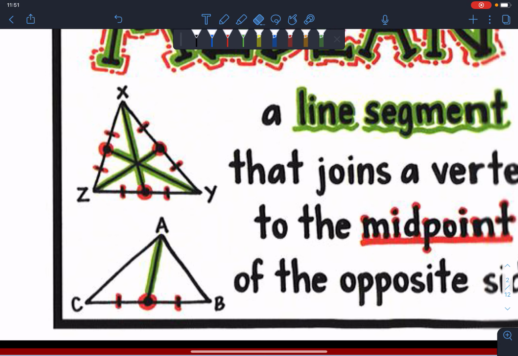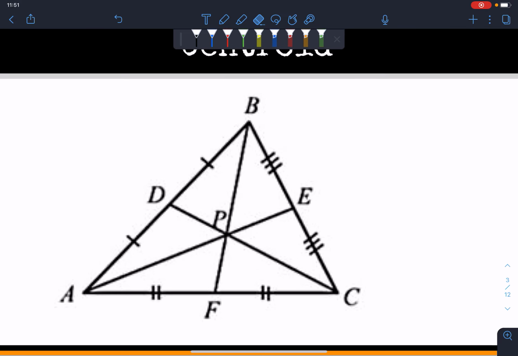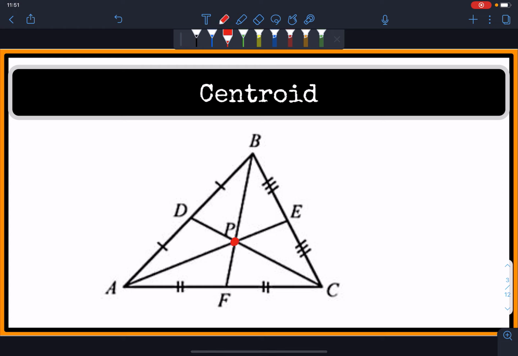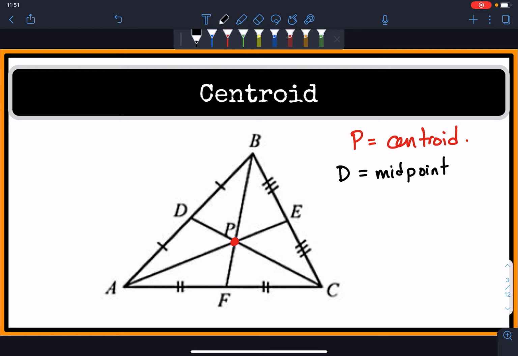Now, the relationship between those parts is the following. If we look at this triangle, point P is the centroid of the triangle. Notice how these three points are midpoints, as indicated by the respective markers. The distance from A to D is the same as the distance from D to B, so D is a midpoint. The same goes for E: the distance from B to E and E to C are equal, as indicated by the markers. So E is also a midpoint, and the same is true about F. So D, E, and F are all midpoints.